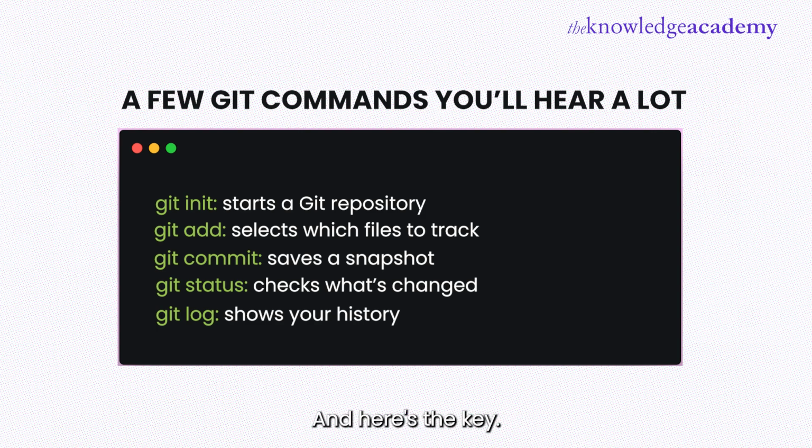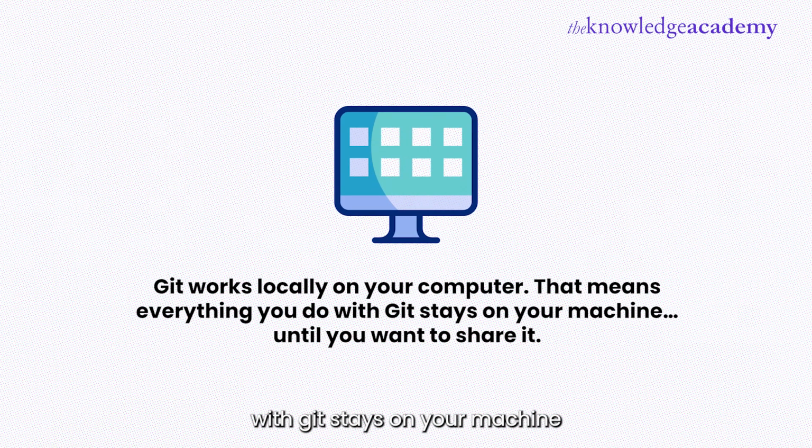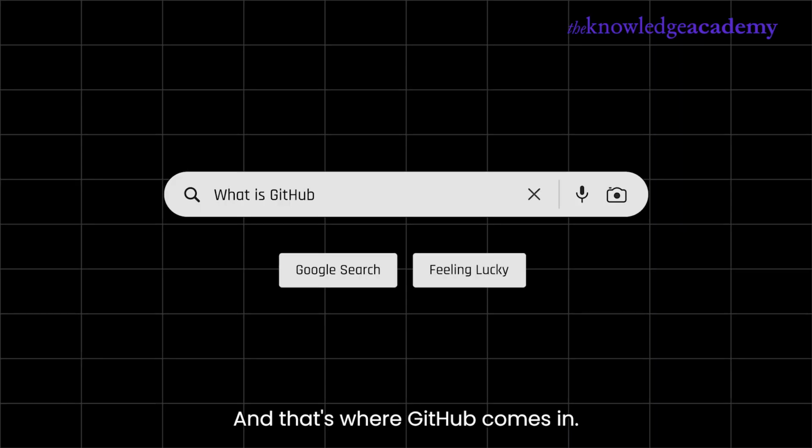And here's the key. Git works locally on your computer. That means everything you do with Git stays on your machine until you want to share it. And that's where GitHub comes in.